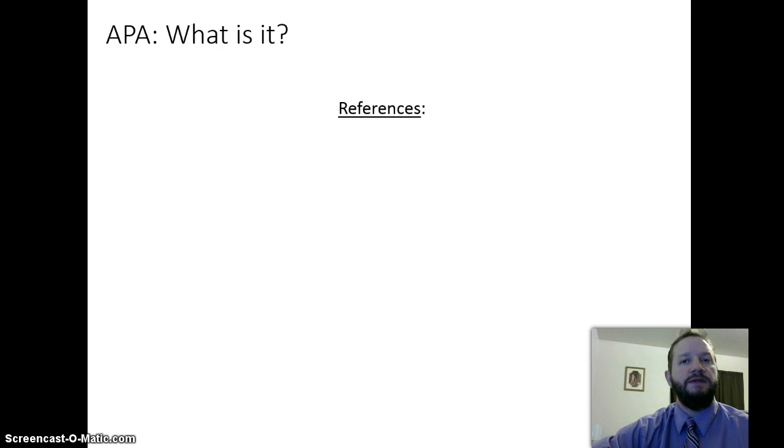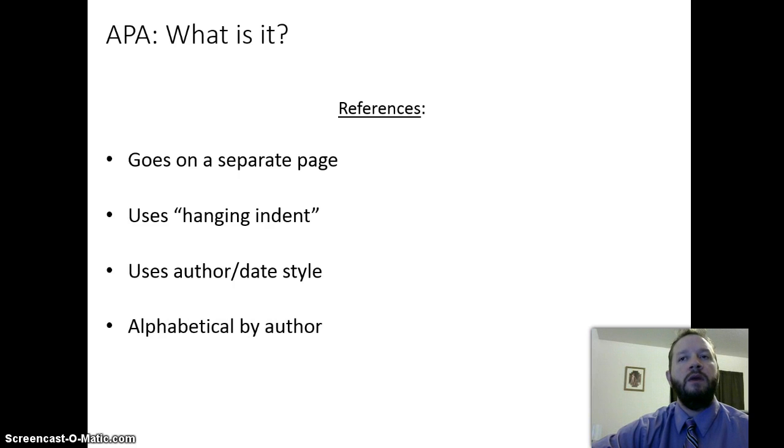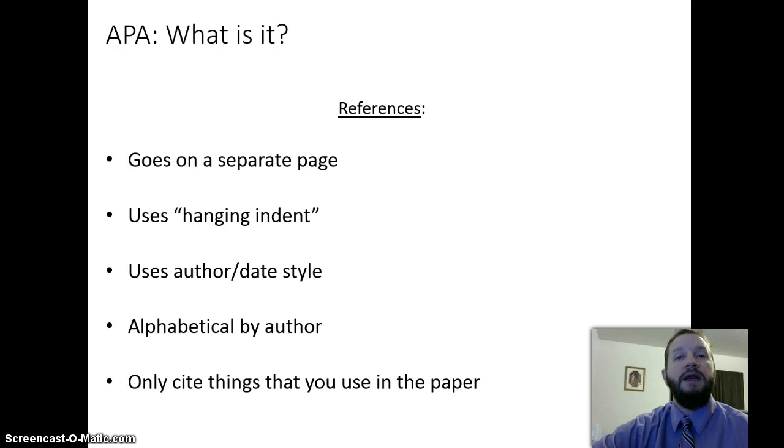And finally, references. So these go on a separate page. They use hanging indent just like MLA. But APA uses author date style. They're alphabetical by author, just like MLA. One thing I don't have on here is APA references are also double spaced, just like MLA. And then in APA, you only cite things that you use in your paper.